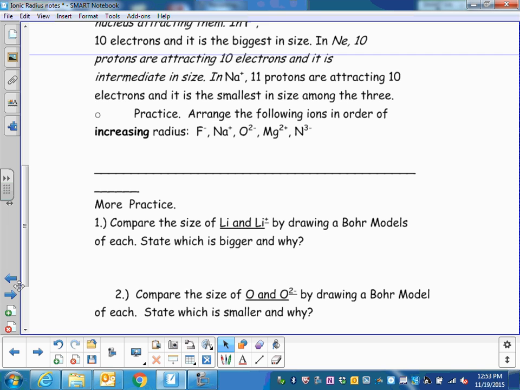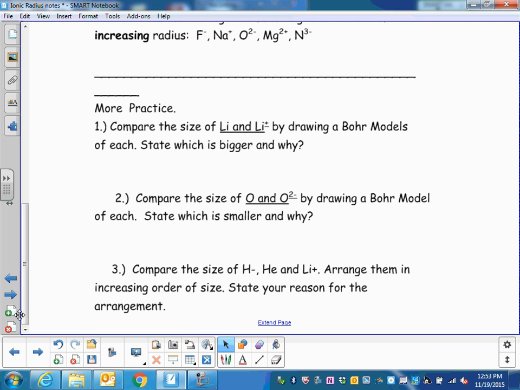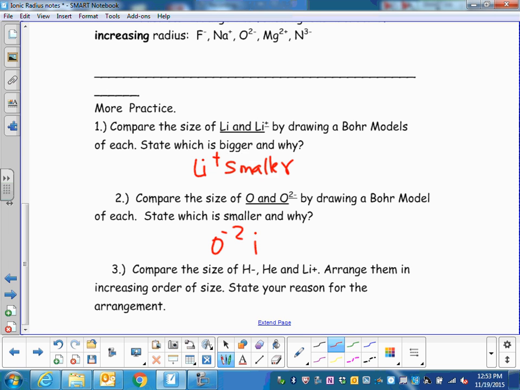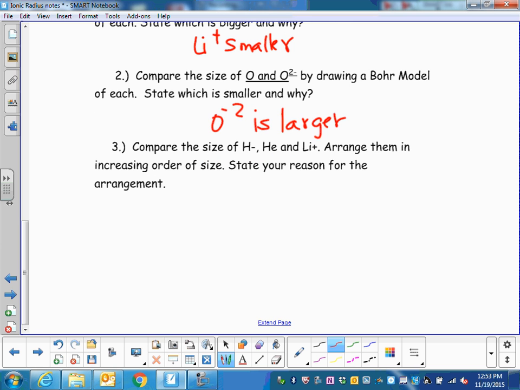Do you understand this? The question is, what about their size? What will happen to the size of these ions? All right? This is easy. Lithium and lithium plus is smaller. Is that right? Lithium plus is smaller. O minus 2 is larger. And you can draw the Bohr model and all that. Let's look at these 3 elements here. Hydrogen minus, helium and lithium.